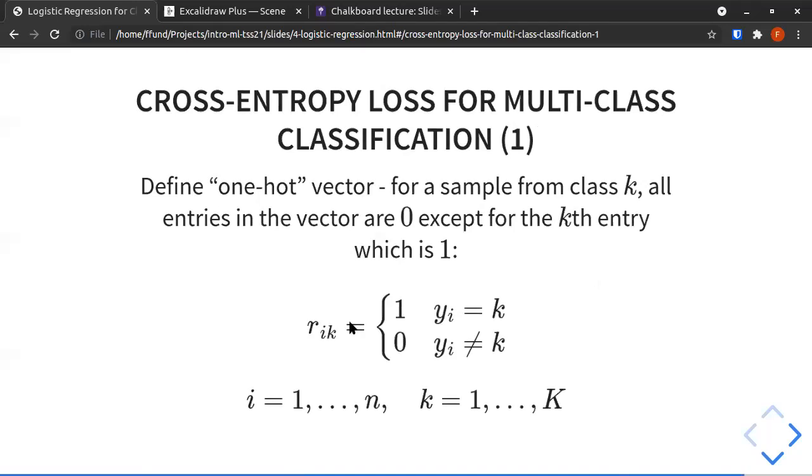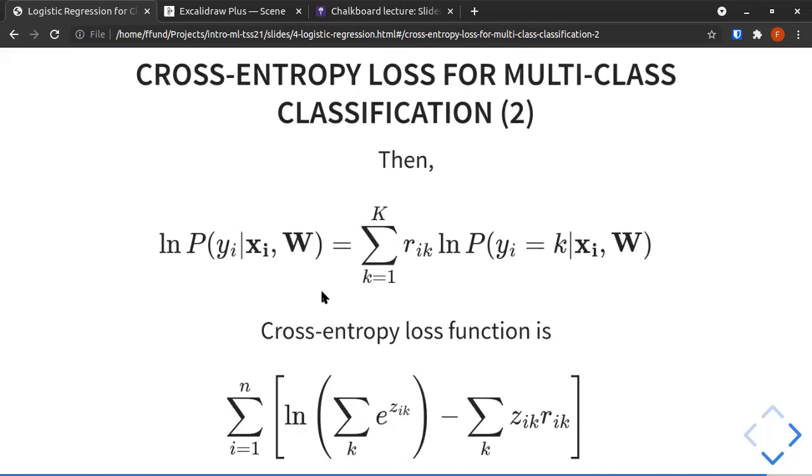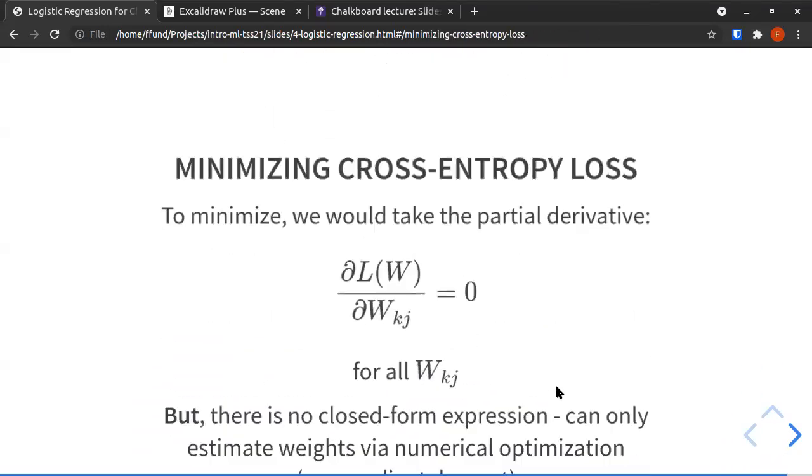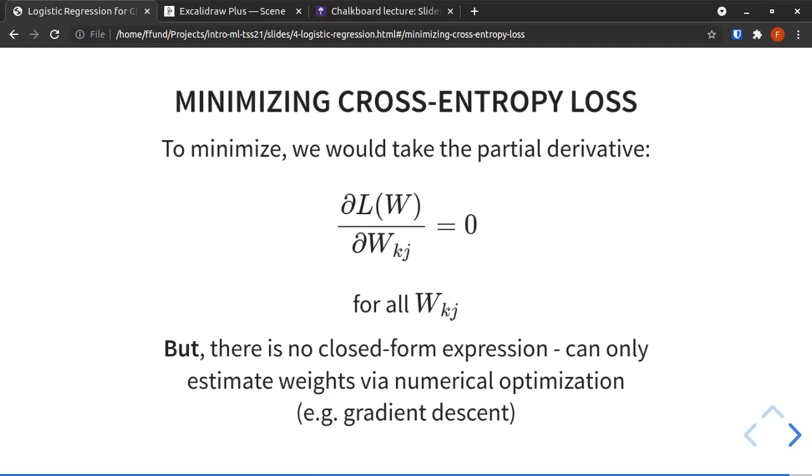Now suppose we have a vector which says for a sample from class K, only the kth entry is 1. So this is basically an indicator vector. If you do all that algebra, the cross entropy loss function comes out to this. This is a quantity we want to minimize in the multi-class case, and this is a quantity we want to minimize in the binary case. Now, to minimize, we would take the partial derivative, but it turns out there's no closed form expression here. But we can still estimate weights pretty easily using numerical optimization, for example, gradient descent.